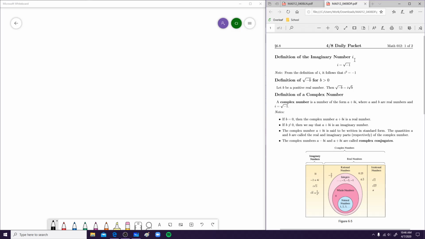So what you do is you just square both sides, and we know the square root squared is the radicand itself, so it's -1, and then just i squared. Right, so that is i.